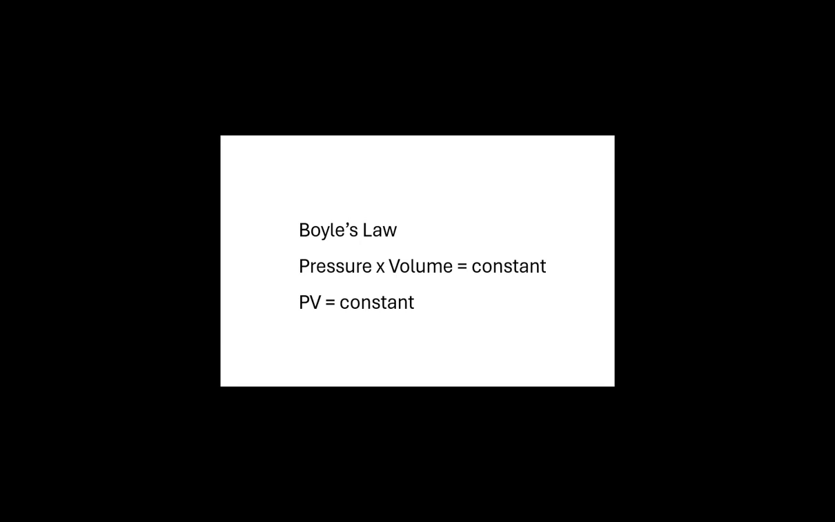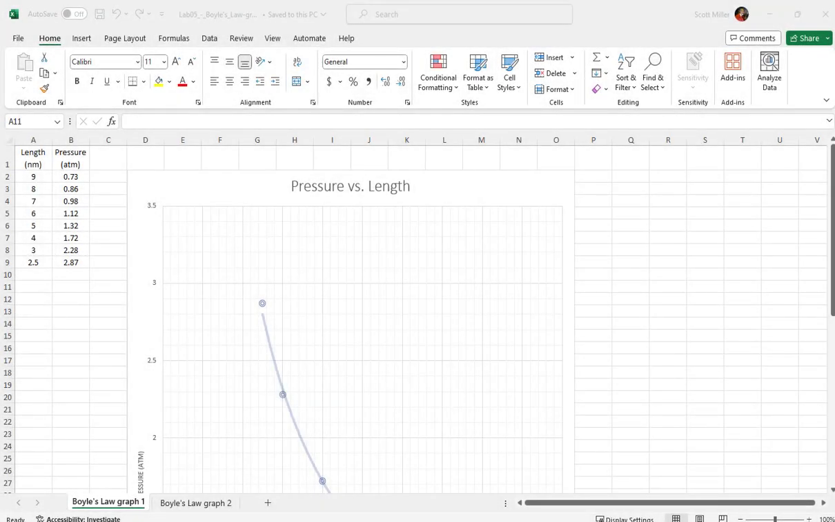For the experiment Boyle's law, we are letting length values represent volume values by pretending the other two dimensions of the enclosure are fixed. This lets us collect length values for the purpose of doing this lab. Here you see my data as it appears in Excel. I have lengths in nanometers, I have pressure in atmospheres.